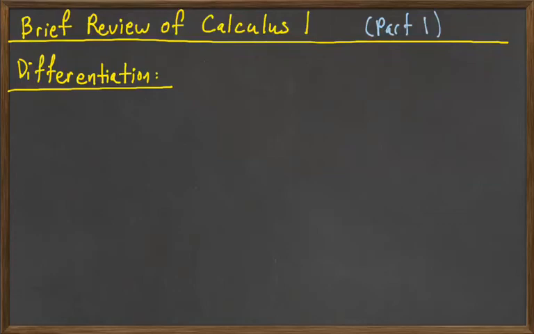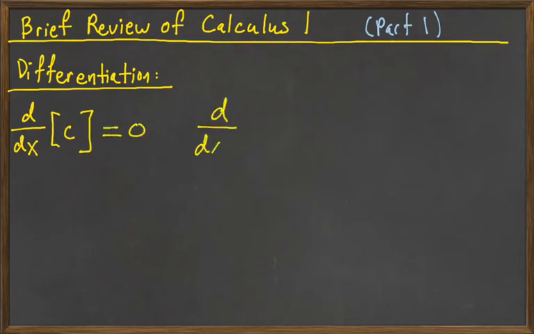Okay, in this video we're going to do a brief review of differentiation. So we'll go through a couple of the derivative rules and then some applications. So the derivative of a constant is going to be 0. The derivative of x to the n, that's the power rule, will be bring down the exponent as a factor and subtract 1 from the exponent.